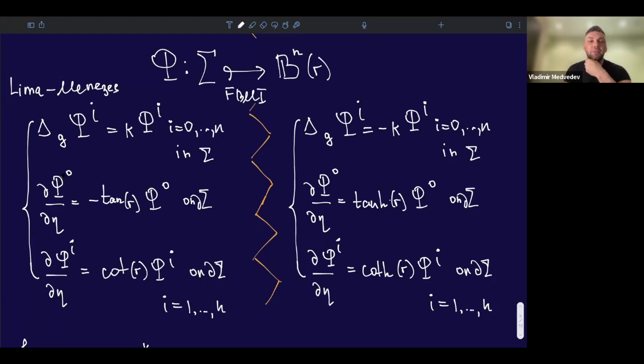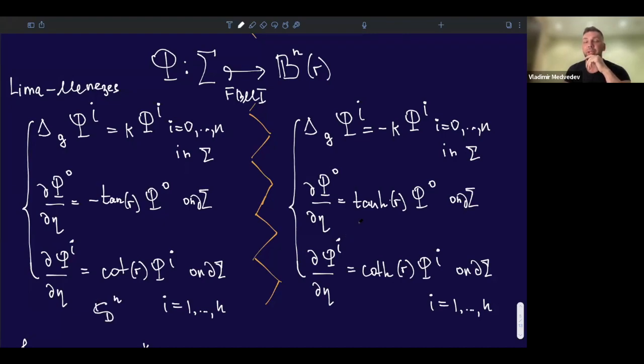The zero component of this immersion on the boundary satisfies the following condition: the normal derivative equals minus tangent of R phi naught. And the remaining components satisfy the condition that the normal derivative equals cotangent R phi I. This is in the spherical case.